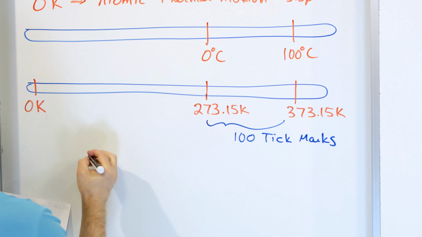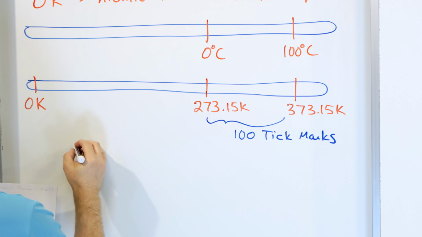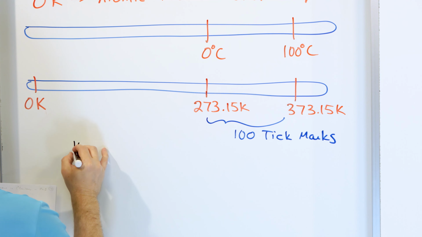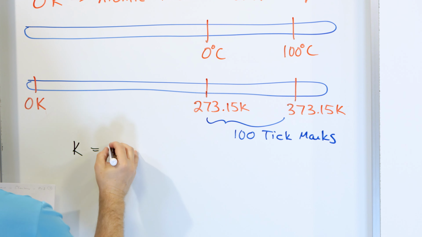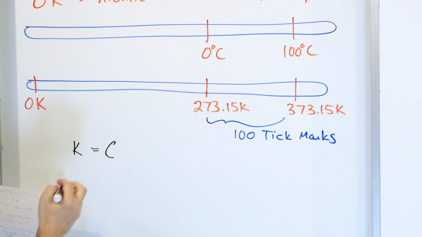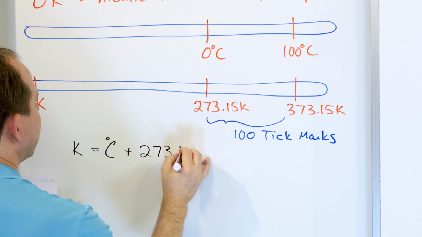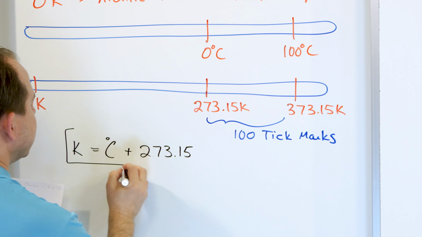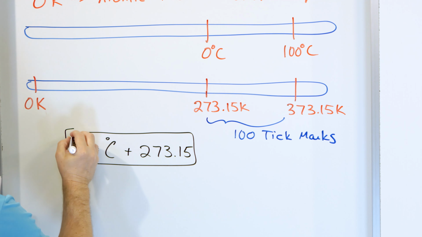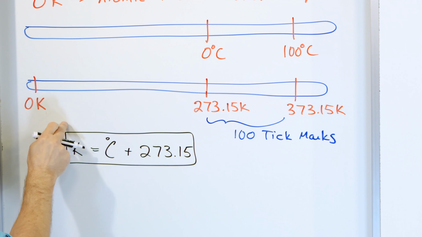You can see from the diagram here that the temperature in Kelvin is equal to whatever the temperature is in Celsius plus 273.15. There's your conversion factor, but it's different than regular conversion factors. You don't multiply or divide in order to convert temperatures. You just simply add a number.